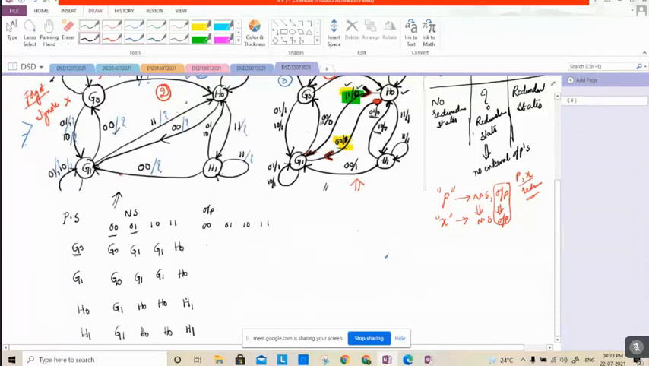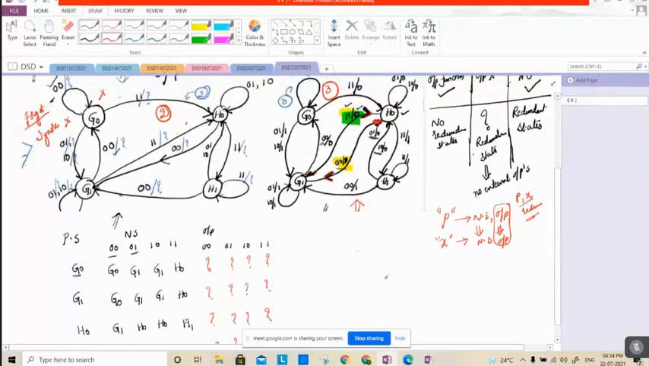Now tell me what will be the output for this 0, 0 condition if G0 is input. So it is not defined. We don't know these values. These are not known. Right. Now observe the state diagram. Observe the condition of G0.